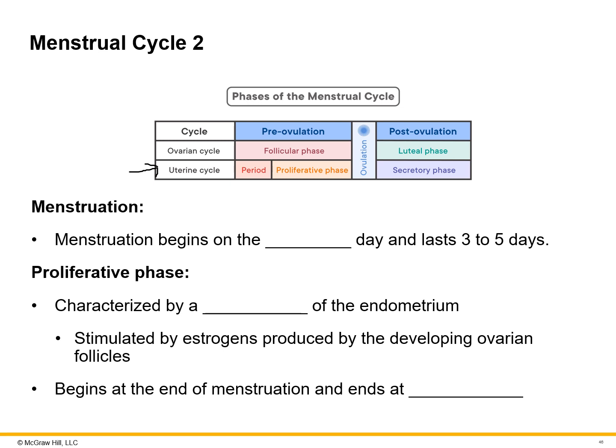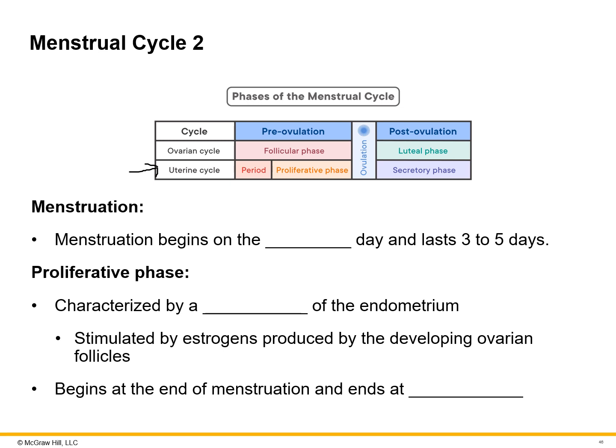Menstruation is going to begin on the first day and last up to 3 to 5 days. And during this time, FSH is increasing. And I would write that down. So during menstruation, FSH is increasing.